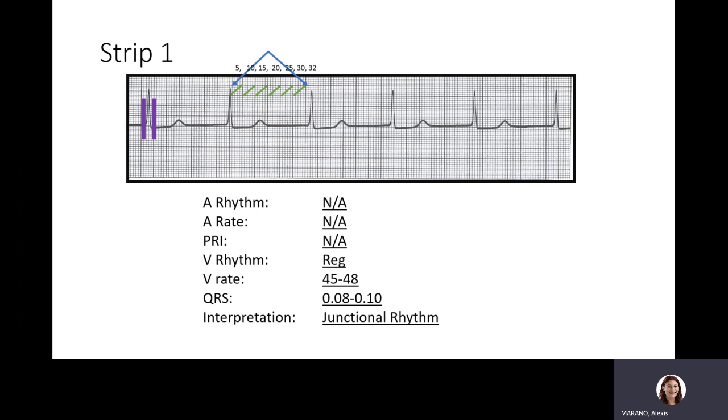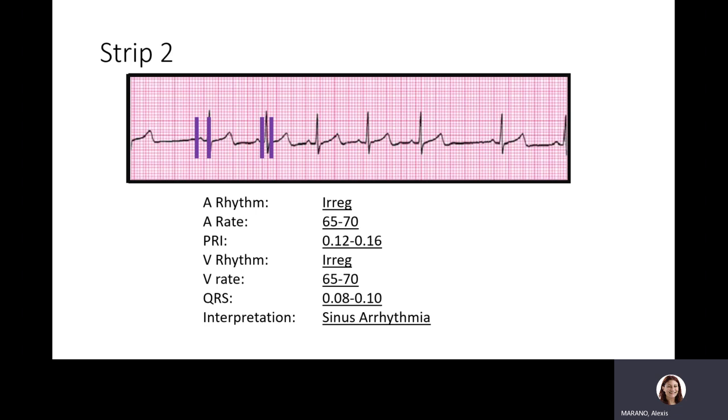Measure your QRS. You can see those purple marks there. That's where you should be measuring. And you'll get a range of 0.08 to 0.10. So this rhythm is junctional rhythm. Strip number 2.